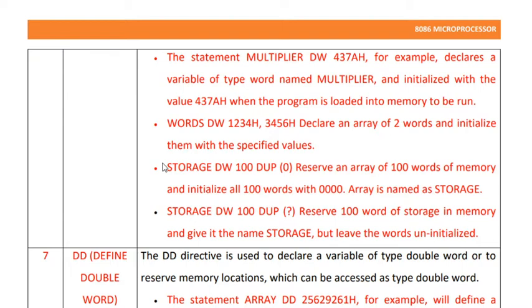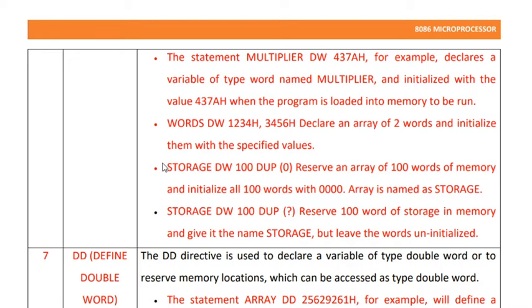Now likewise we have the second example, words DW 1234H, 3456H. So here it will allocate 4 bytes of memory to an array. It declares an array of two words and initializes them with the specified values.